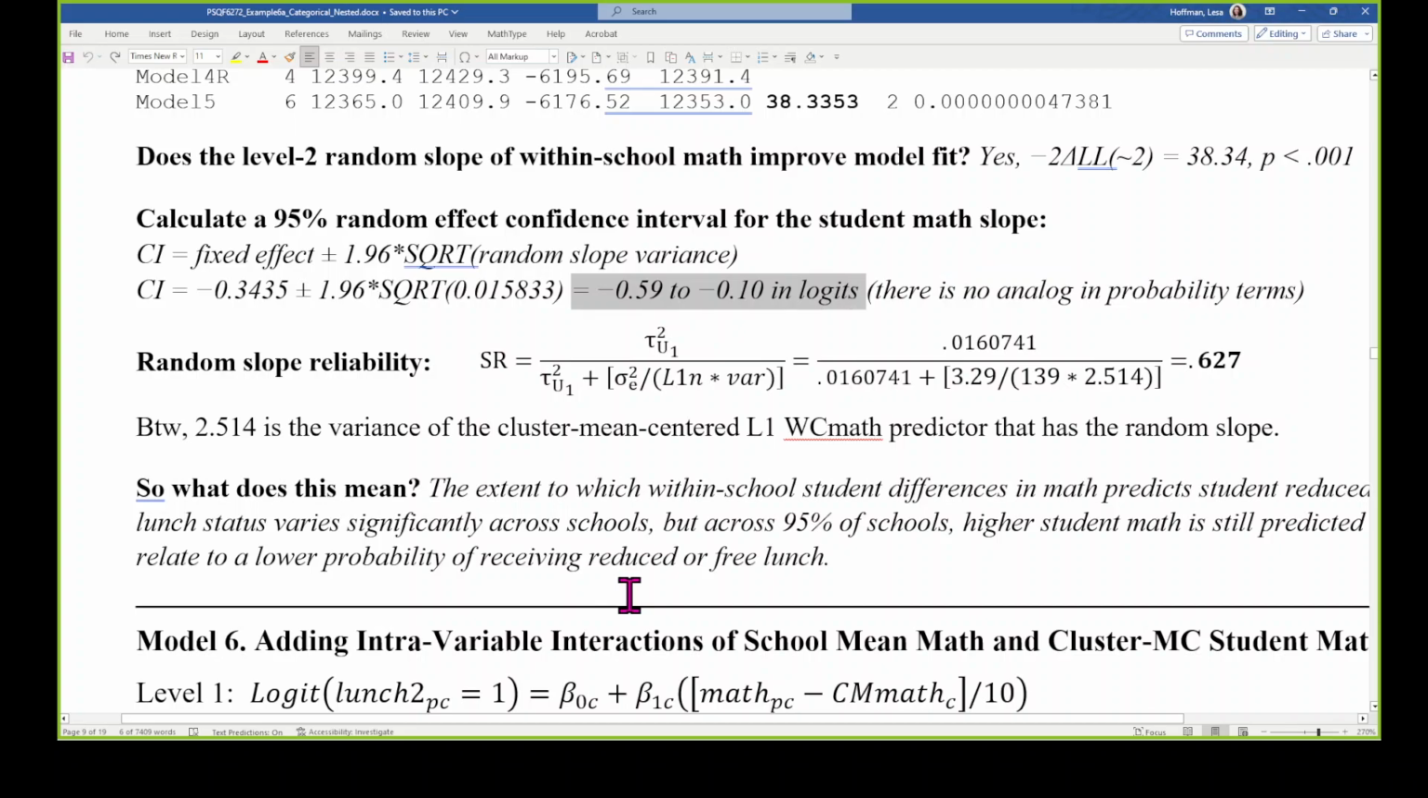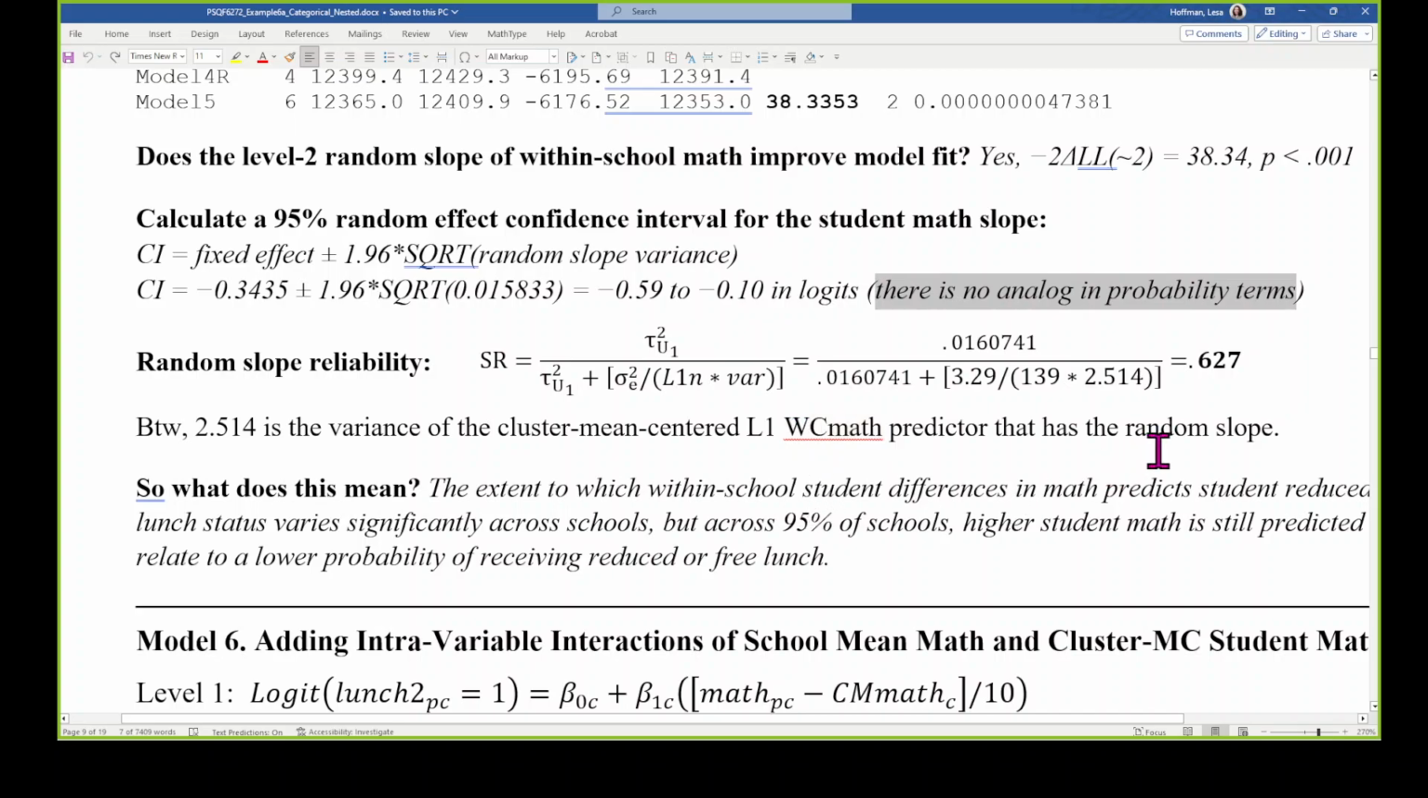So that means that the change in the logit of the probability of getting free or reduced lunch per 10-point increase is somewhere between these two numbers across 95% of my schools. The fact that it's negative the whole way indicates that there is an inverse relationship between math and free lunch that's consistent across the schools. Like everybody gets this decrement, so to speak. Note that I don't have probabilities here. You cannot take a slope and talk about it in terms of probability.